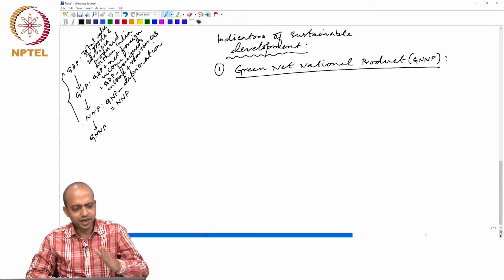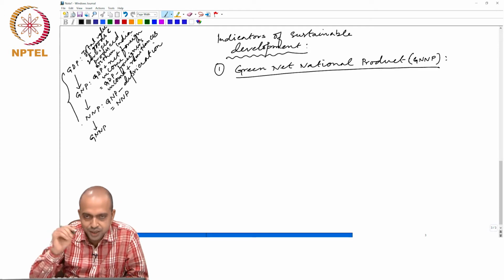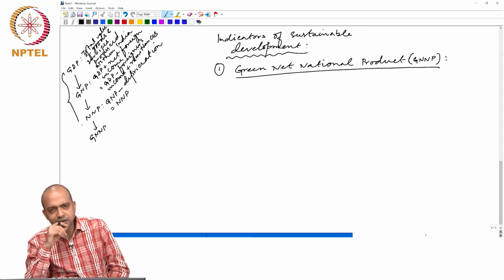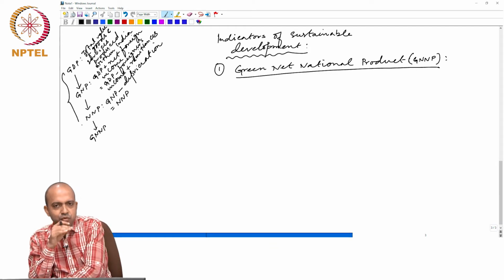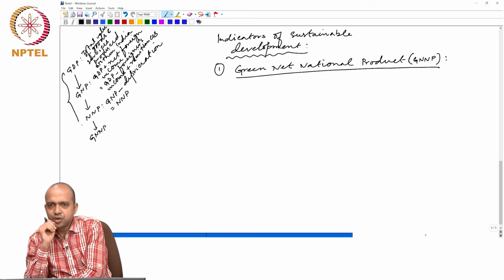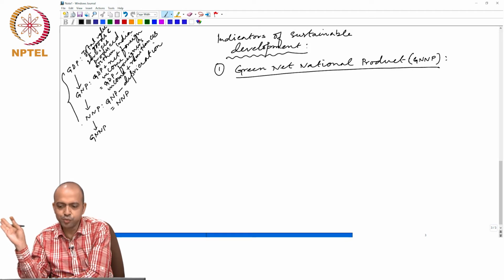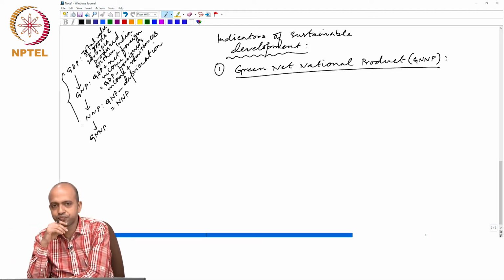But there are certain limitations of the standard measures. What are the limitations? When you talk about NNP, while producing this NNP, we extract many resources from the nature, from the environment. But we do not subtract the contribution of those goods and services which we are extracting from the nature or the environment to produce this NNP value.